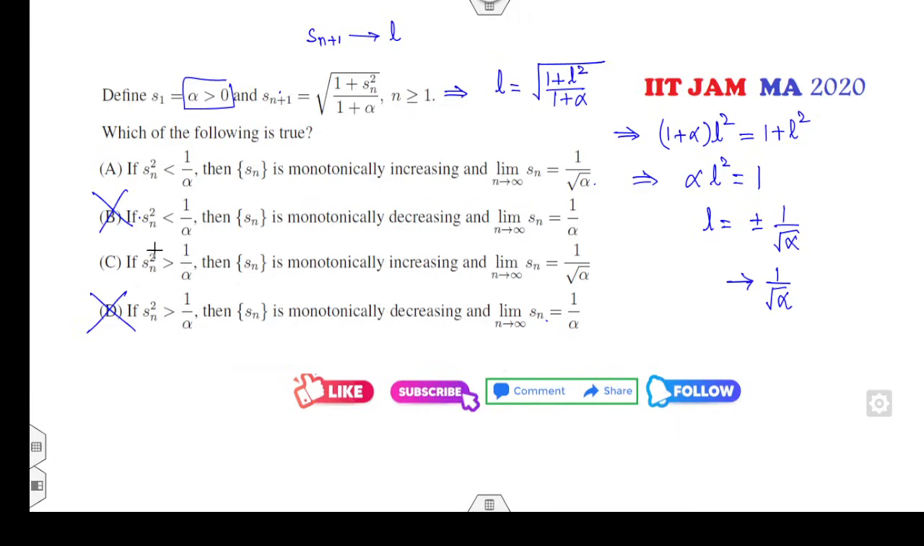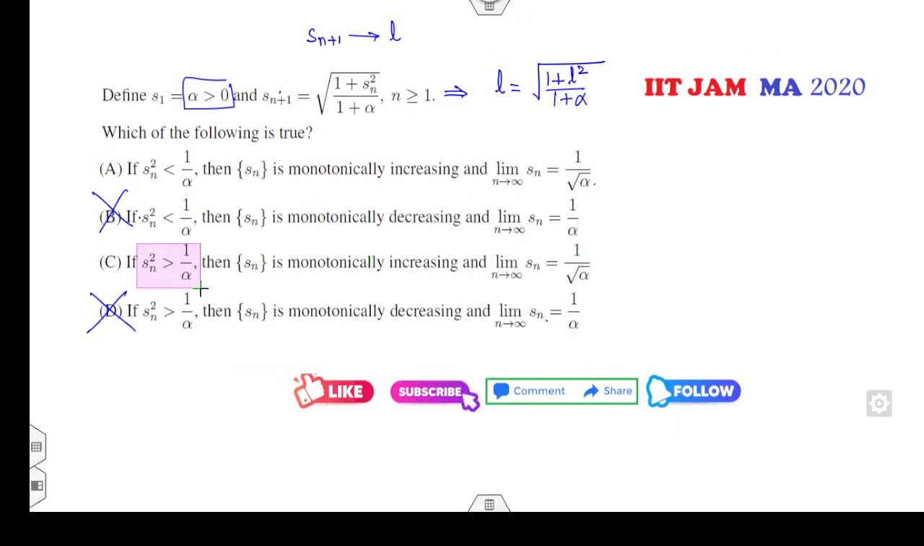Now you can check whether, if S_n square is greater than 1 by alpha, then it is monotonically increasing. I can assume any value of alpha. Say alpha is 1. Then can you find the S2? By using this, it's 1 plus 1, 2. 2 divided by 2 is 1. Both are the same. Fine. So I can choose another alpha. I can choose alpha as 2. S1 is 2. S2 will be 4 plus 1, 5 divided by 3. Now clearly the answer is 1.7.